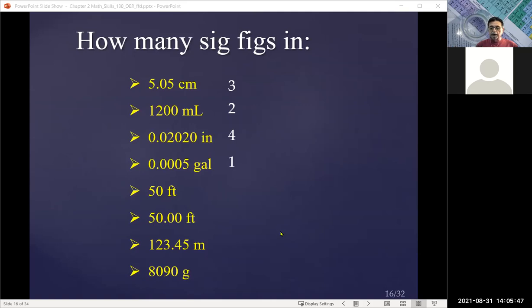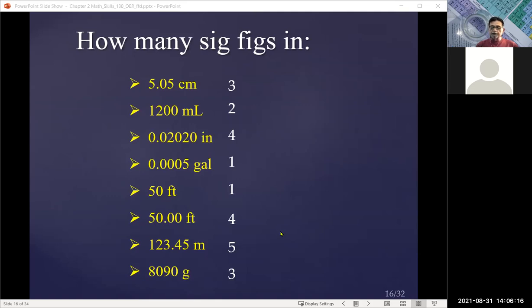And then finally 50. How many do we have? Just one. And then the moment we stick a decimal point and then we add zeros, guess what? We have now 4 sig figs in this example. This 1, 2, 3.45, they're all integers. Obviously, they're all going to count. And then 8.090, we got 3 sig figs.